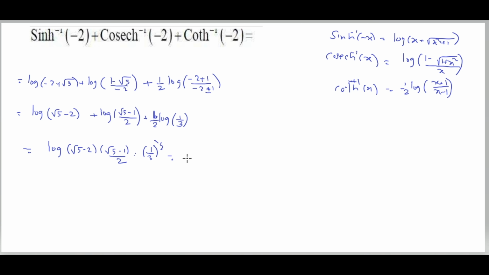1 by 2, that is equal to log of, multiplying numerator root 5 into root 5, that is 5 minus root 5 into 1 minus root 5 minus 2 root 5 plus 2, by denominator 2 into root 3, that is equal to 2 root 3. So 5 plus 2, that is 7, log of 7 minus root 5 minus 2 root 5, that is 3 root 5, by 2 root 3. This is the answer.